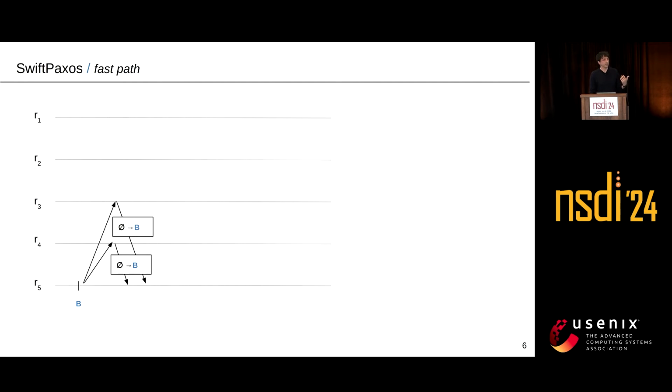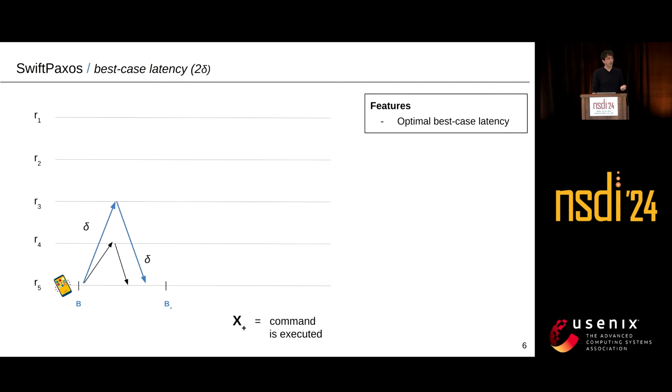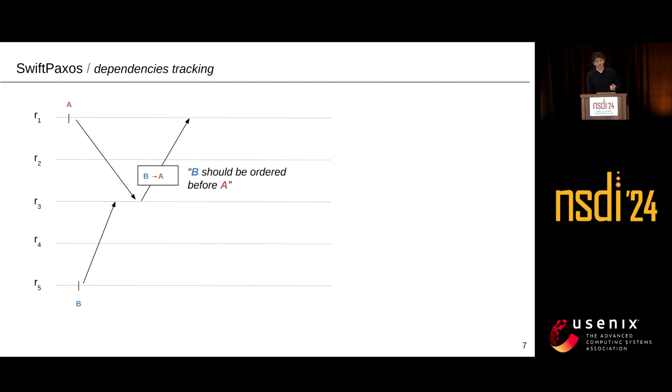If a quorum of replicas is reached and sends back the same dependencies spontaneously, then the command can execute. So here, command B is executing right away in the fast path, because all the replicas in the quorum formed by R3, R4, and R5 are spontaneously proposing that it executes first. In this case, for a client executing at replica R5, it takes 2 message delays to execute the command. This is optimal. Let us consider now a more involved example in which we have 2 commands, A and B.